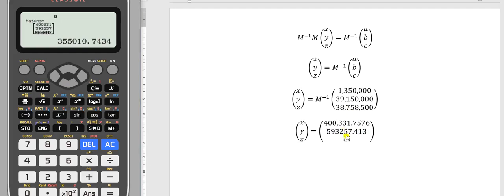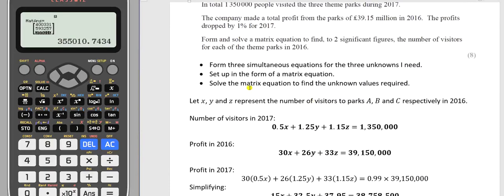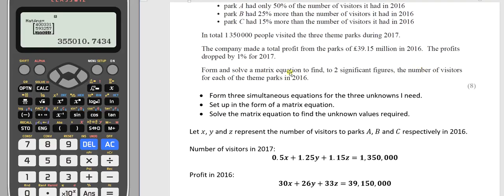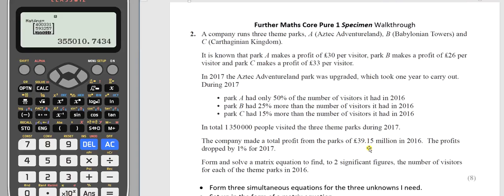And for the last bit, 355,010.7434. Therefore, there's two significant figures. Number of visitors to the 3 parks in 2016 were, and let's make sure we're answering the question. We want the number of visitors for each of the theme parks in 2016 to two significant figures. A lot of students will do all the clever stuff right and then miss the rounding that's required here. We want answers to two sig figs, and we want it for 2016.